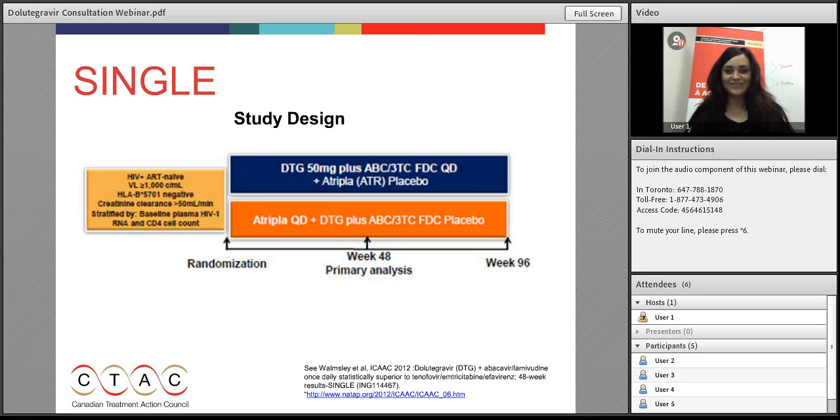First trial is the single trial, which consisted of 788 treatment-naive patients. So patients were randomized to either once-daily dolutegravir combined with Convexa or a tripla once-daily treatment. And the purpose of the study was to test the non-inferior activity of dolutegravir against the tripla. So really the point of this study was to ask, how does dolutegravir measure up to quote-unquote the gold standard treatment, efavirenz?